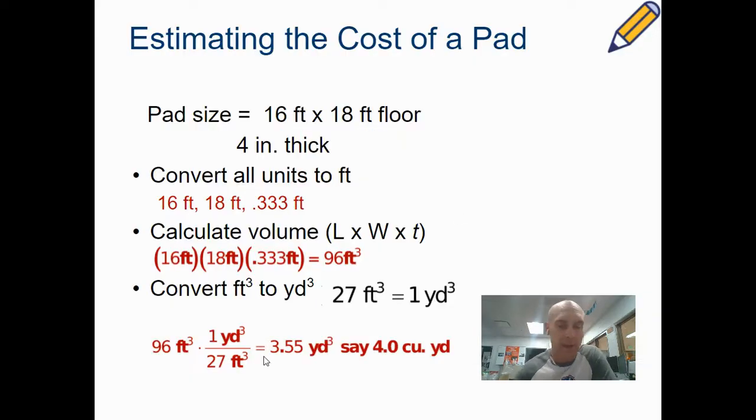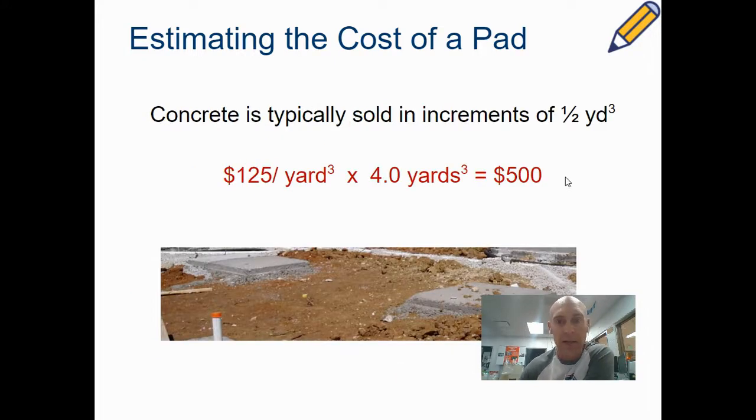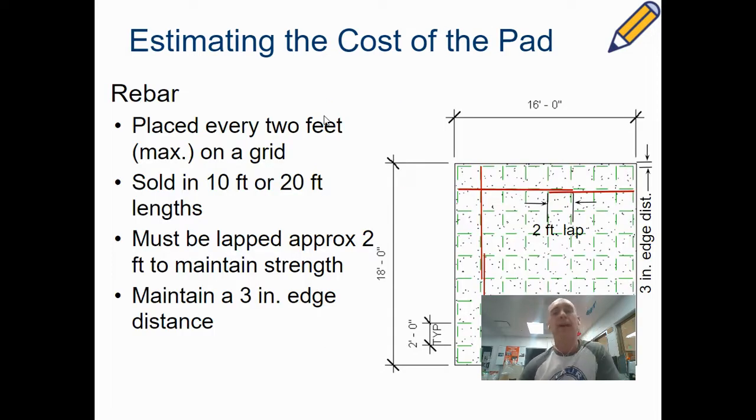So 3.55 cubic yards, we have to round up, and it's not really rounding, but we have to always go up to the next half yard because you can't be short. 3.5 would be too small, and concrete is sold by the truck in the half yard. So that's going to be 4 cubic yards. So as we said, it's sold by the half yard. Make a note of that. And then how we actually calculate this, pretty simple. How many cubic yards times the number of yards equals the cost. So if you're going to estimate the cost of a concrete pad, this is what you're going to have to do for your assignment.